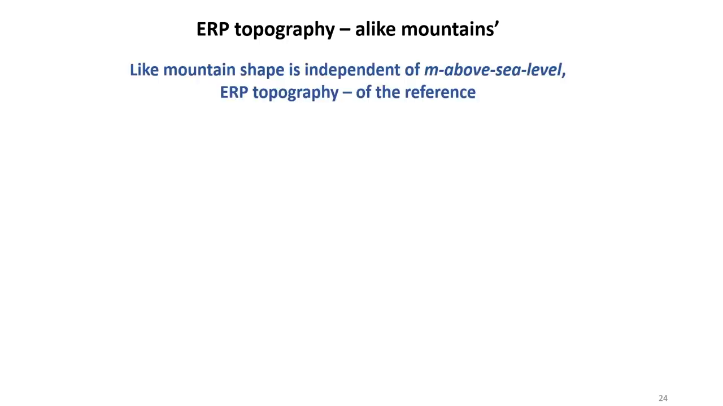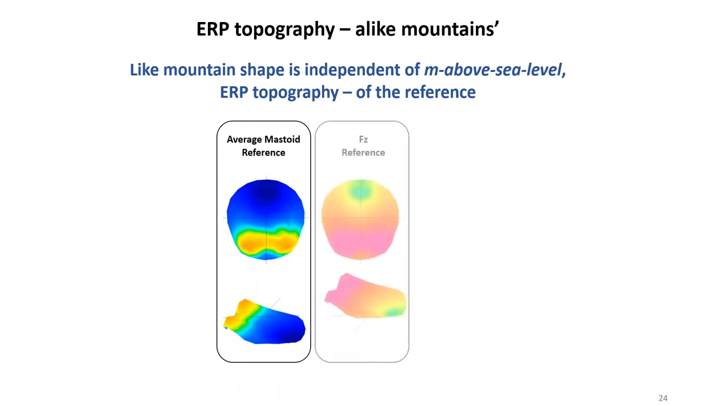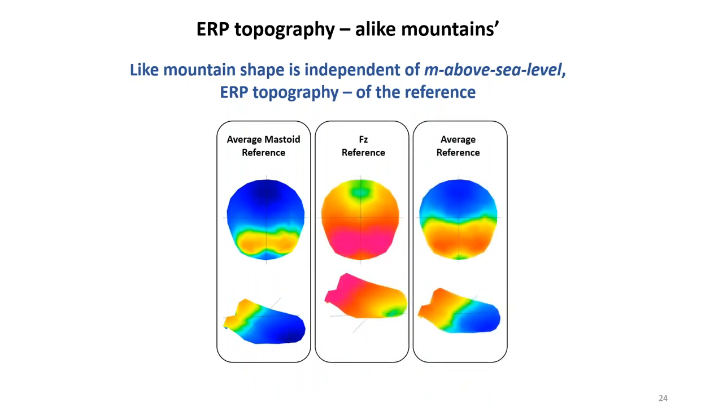So what is electrical neuroimaging? It focuses on one important feature of the scalp EEG, and this is topography. EEG topography is like the topography of the mountains, meaning the mountain shape is independent of the distance in meters above sea level. In the same vein, EEG topography is independent of the reference electrode. If we have a simple visual perception paradigm, you can see here that the values of different electrodes would change strongly in amplitude. However, what doesn't change is the structure of the electrical field at the scalp.